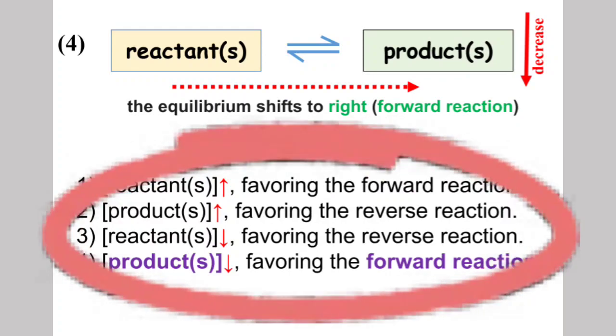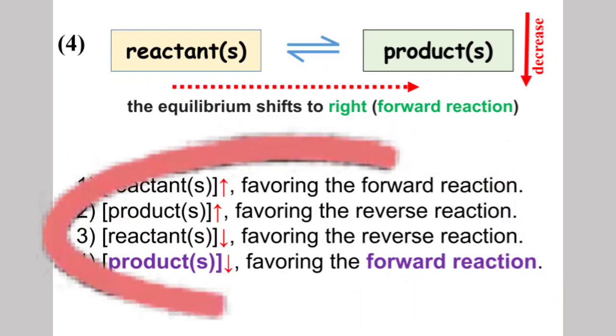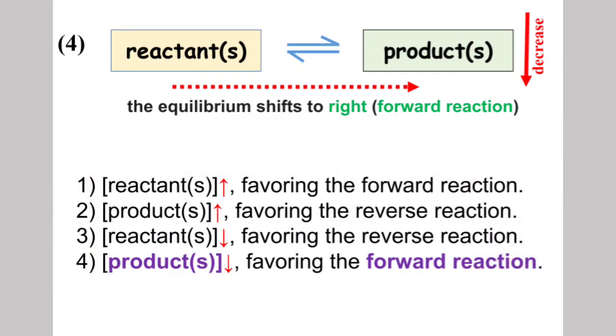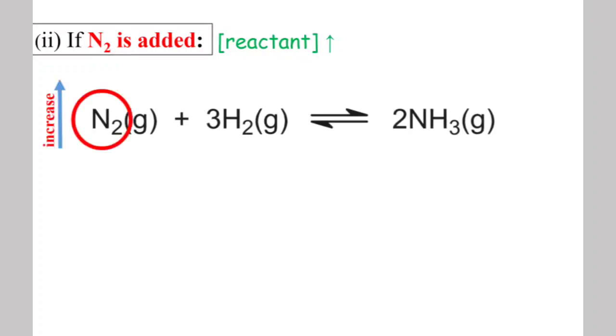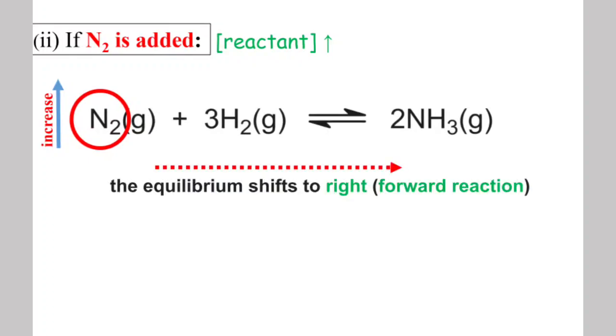So, here is the summary of the effect of concentration on the equilibrium position. Now, let's come back to question 2. If the nitrogen is increased, then the equilibrium of the reaction is disturbed. In order to restore it, the reaction proceeds in a direction where nitrogen is consumed, and finally, the equilibrium position shifts to the right. That means the forward reaction.